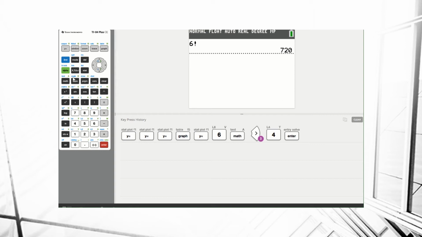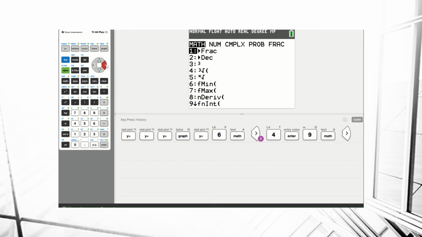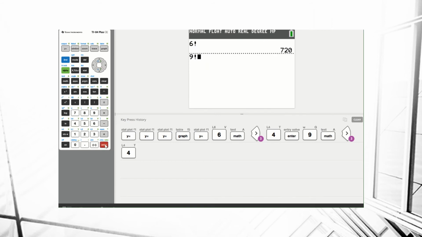Let's say, for instance, 9 factorial. How about that? I'm going to do 9, math, probability, option 4, 9 factorial, and there are 362,880 permutations of 9 factorial. Thank God for a calculator. Now, I could put 9 times 8 times 7 times 6 times 5 times 4 times 3 times 2 times 1 and hit enter. But look how many entries I made versus just 9 factorial. Calculators are our friends.